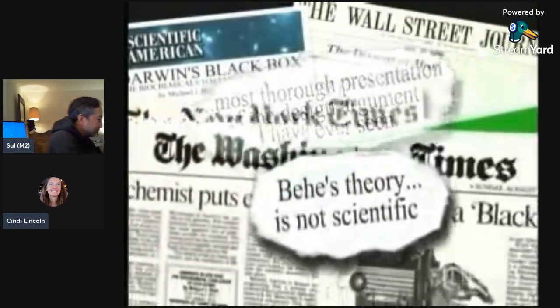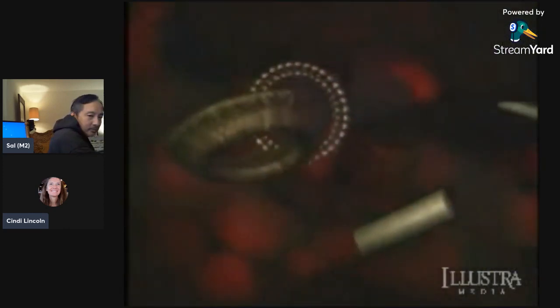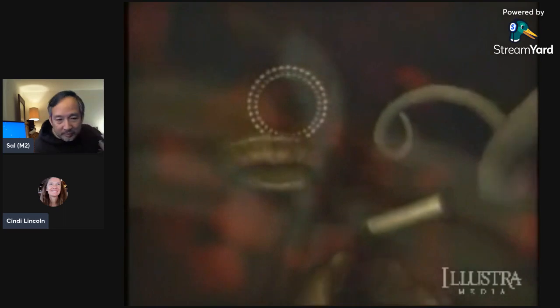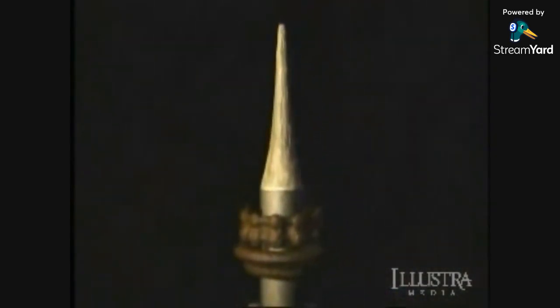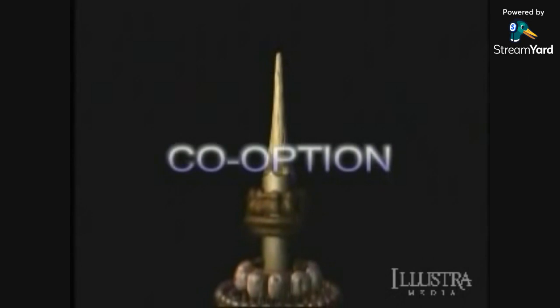Behe's critics also insisted that he had underestimated the power of natural selection. They argued that the flagellar motor could have been constructed from parts used to build simpler molecular machines, like this needle-nose cellular pump. If the components of the pump already existed, they could have been preserved by natural selection even before the bacterial motor arose. This theory is called co-option.